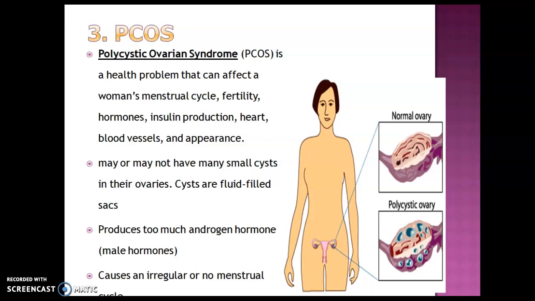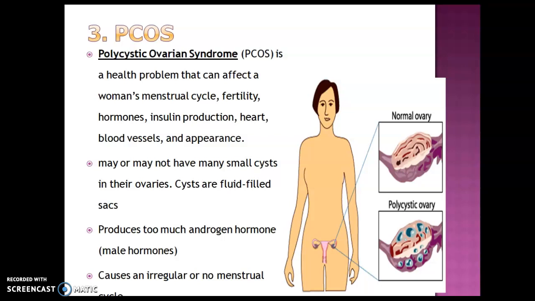The D has been replaced by S because this condition is not backed by a single symptom, but by a group of symptoms. So to be called a disorder of symptoms, it is better to be known as a syndrome. So we normally call it polycystic ovarian syndrome.